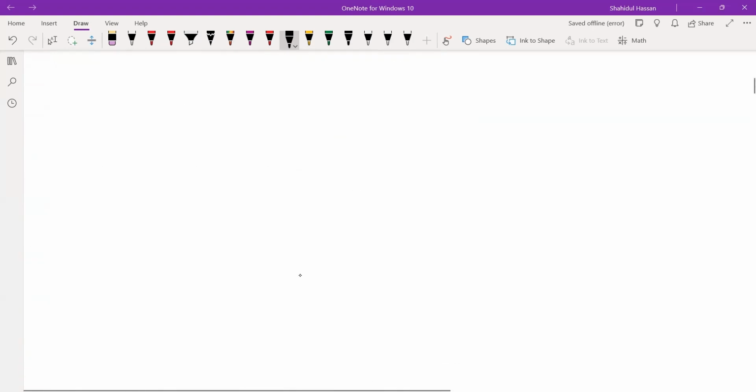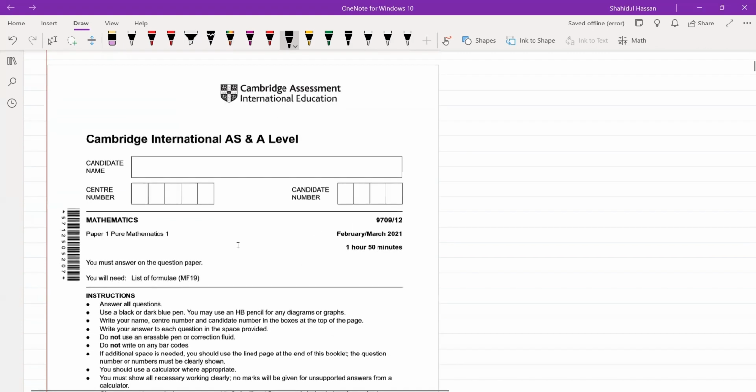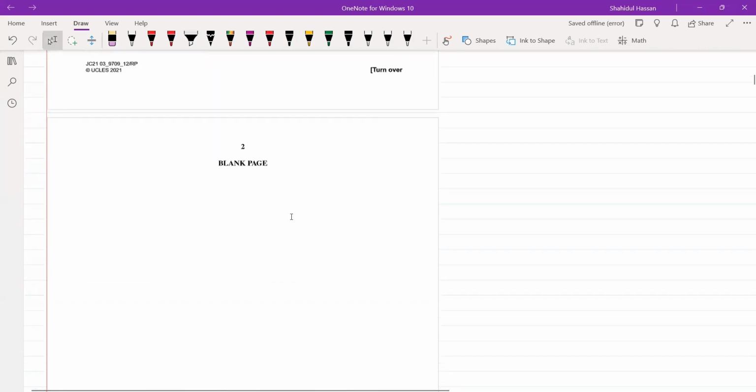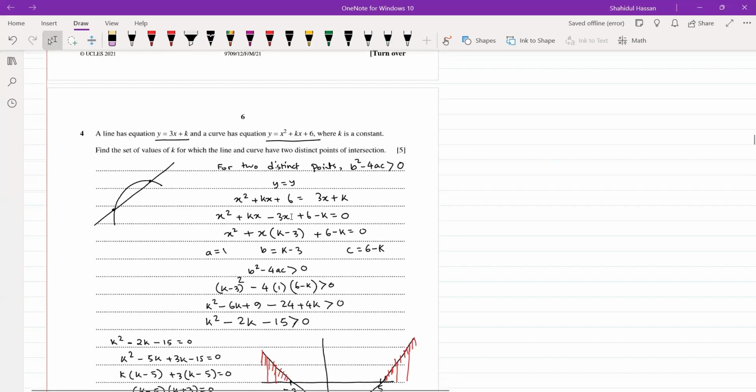The paper should usually be a 75 marks paper, and the time should be 1 hour and 50 minutes. So we're going to continue from here in the next class.